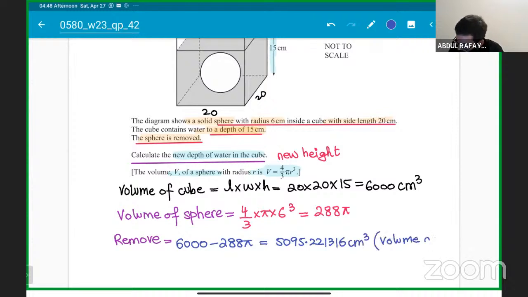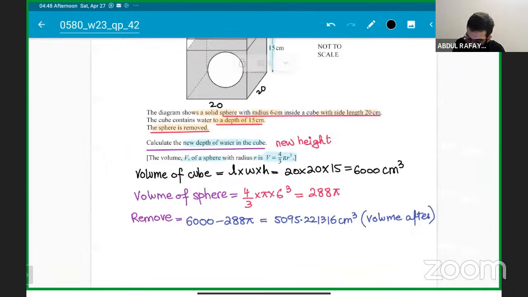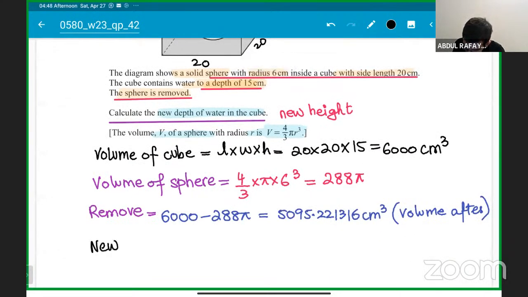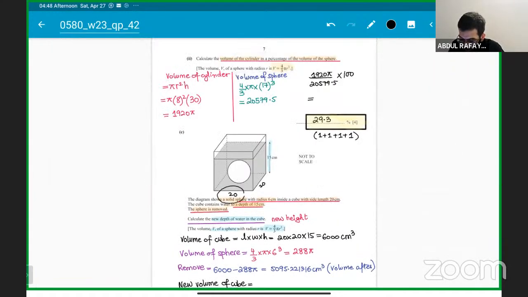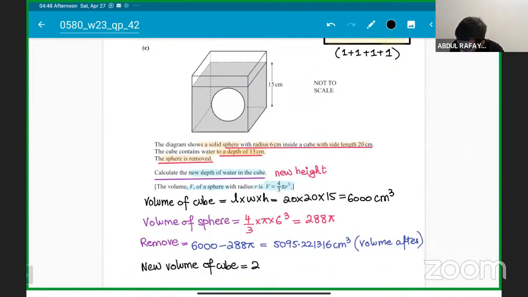तो ये वॉल्यूम आफ्टर हो गया। अब जो न्यू वॉल्यूम होगा उससे आप कंपेयर कर लेंगे। न्यू वॉल्यूम ऑफ क्यूब क्या हो जाएगा? बेस तो सेम रहेगी, विड्थ भी सेम रहेगी, हाइट डिफरेंट आएगी, हाइट कम हो जाएगी। तो न्यू वॉल्यूम होगा 20 इंटू 20 इंटू हाइट। आप इससे कंपेयर कर लेंगे, गेटिंग इट गाइस?